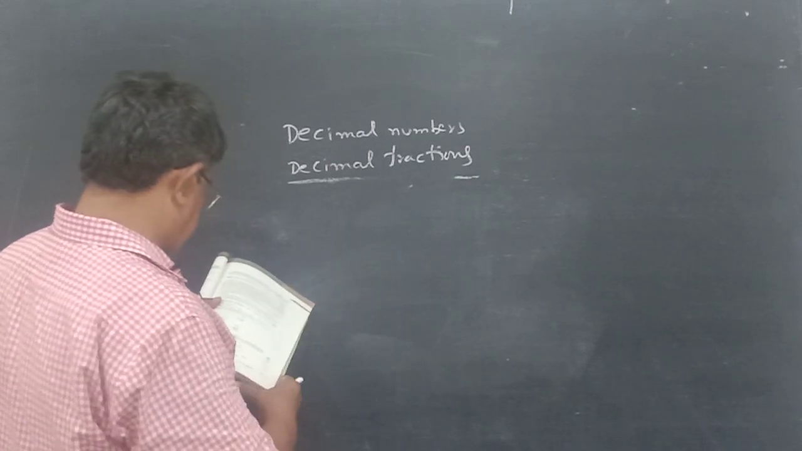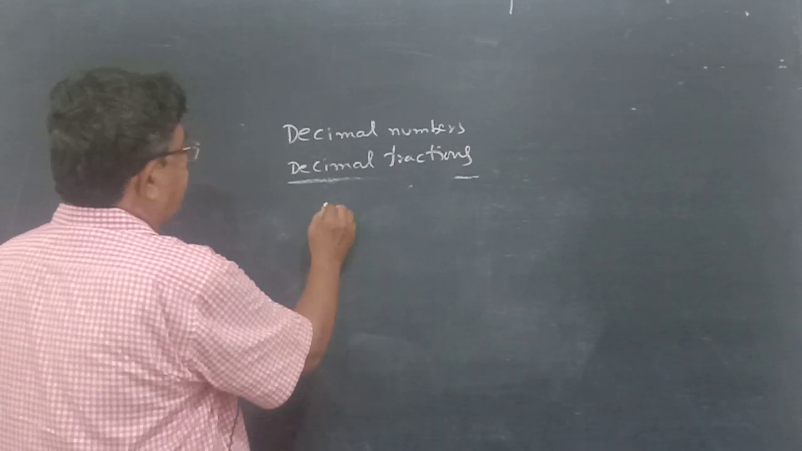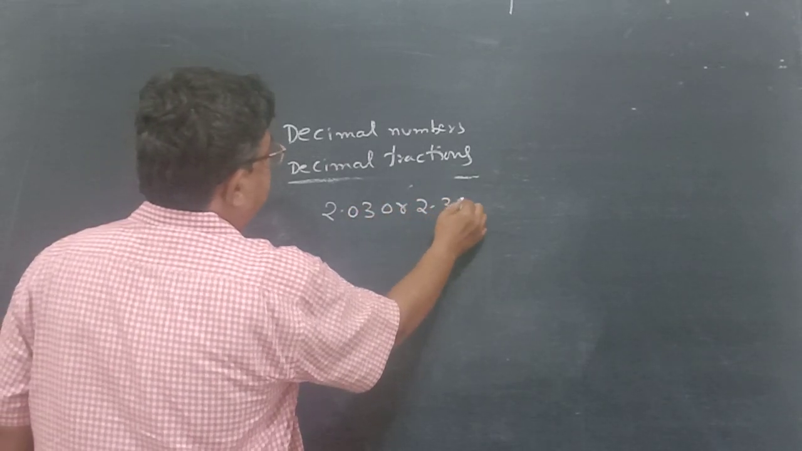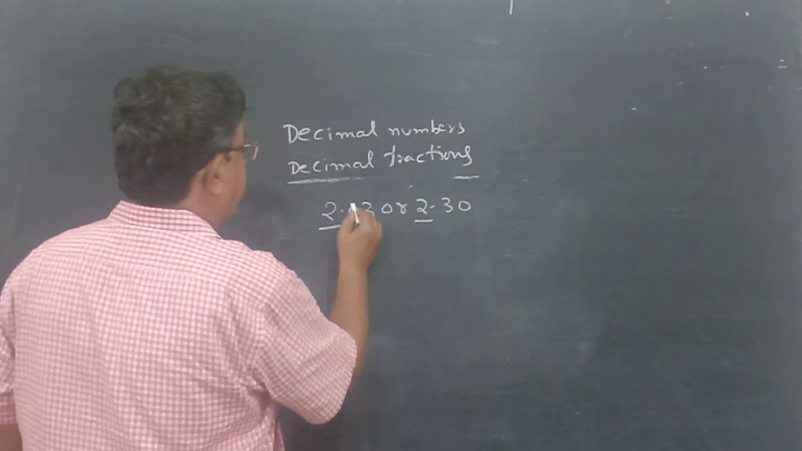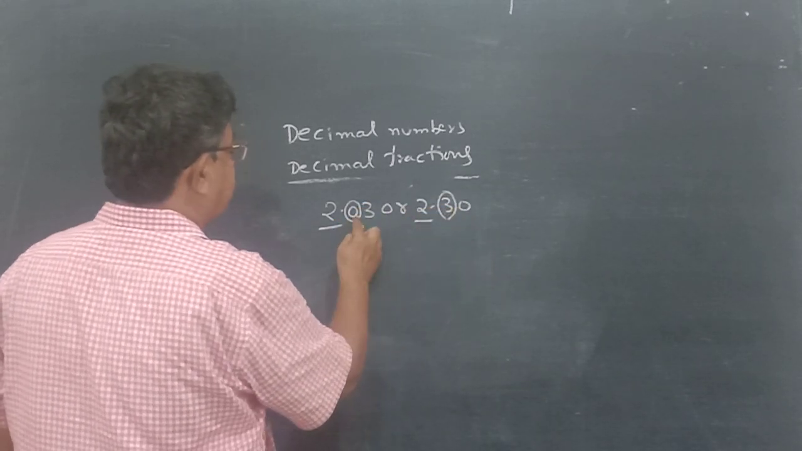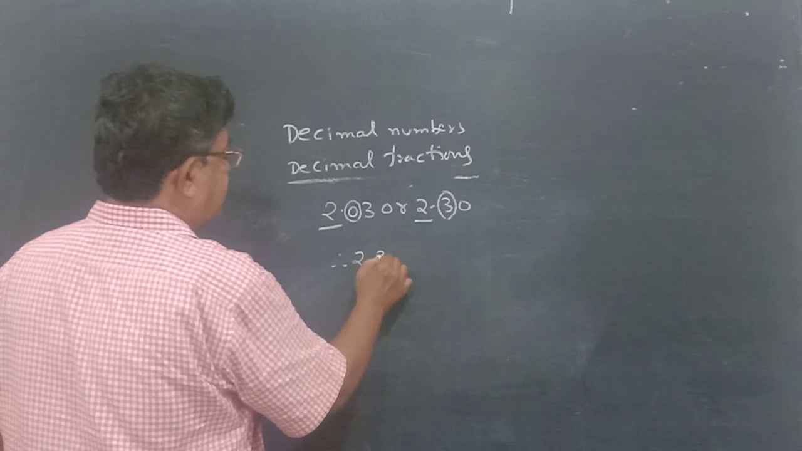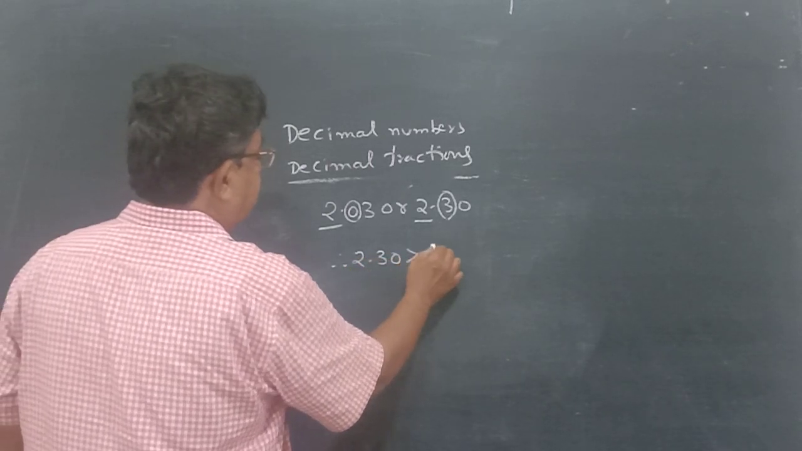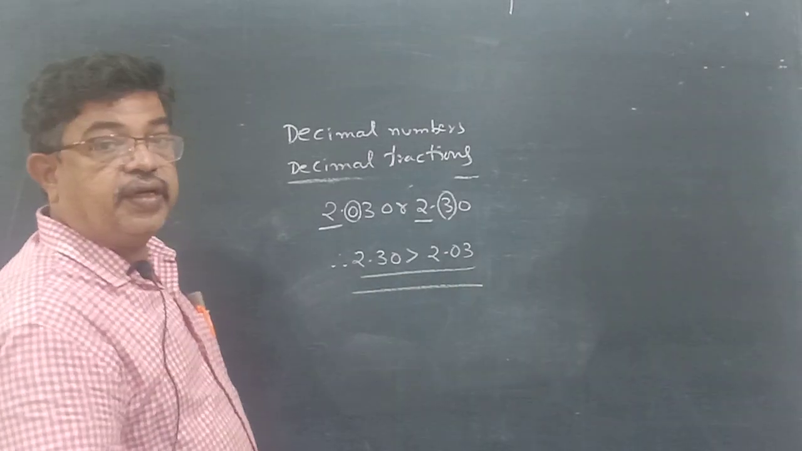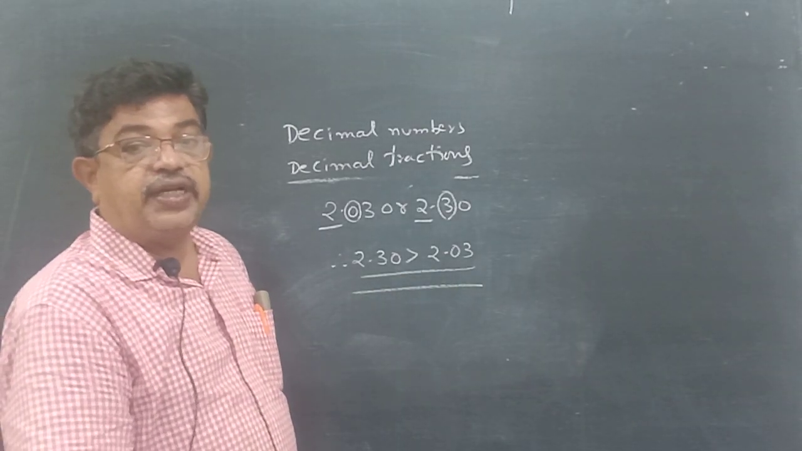Next, 2.03 or 2.30, whole part is same. Here the first decimal is 0, here the first decimal is 3, 3 is greater than 0, therefore you can clearly say 2.30 is greater than 2.03. Any doubt here? So how to compare decimal numbers?